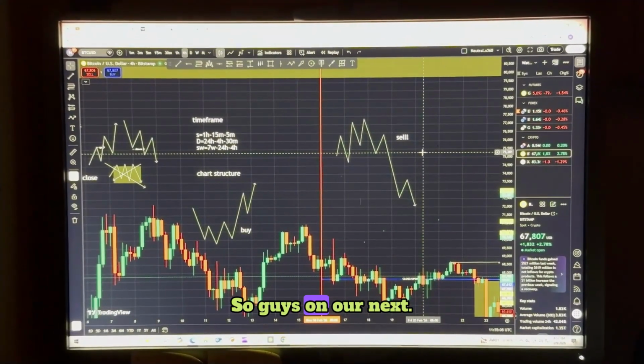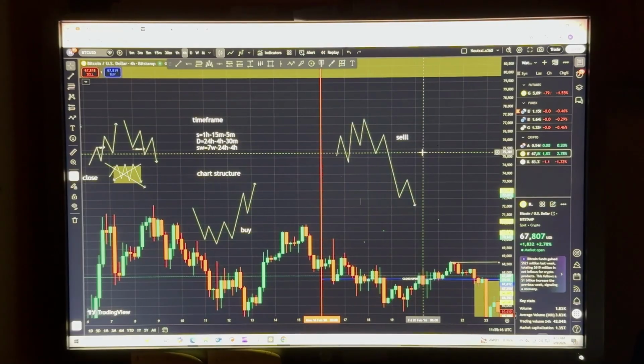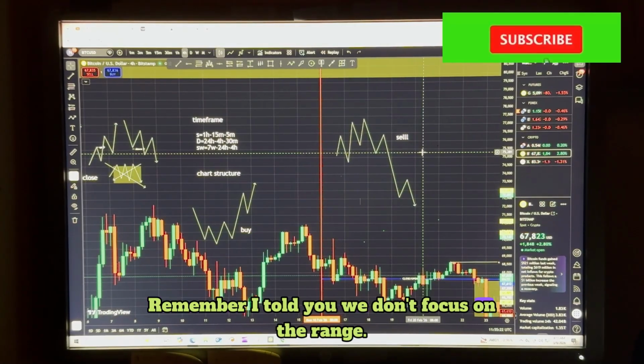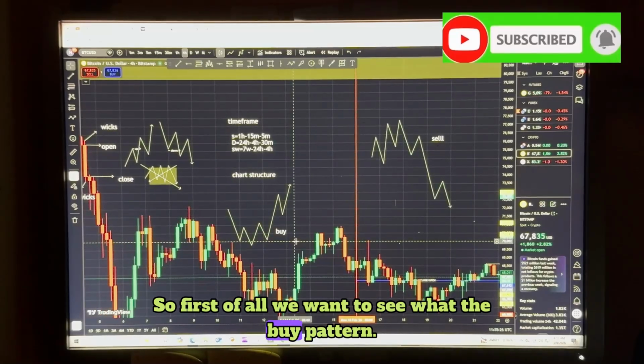On our next topic here, we'll be talking about the chart pattern. We just talked about time frame, and now we are talking about the chart pattern. I told you guys how the trend moves, and now the chart pattern simply means whether we are buying or selling. Remember, I told you we don't focus on the range. First of all, we want to see what the buy pattern looks like.